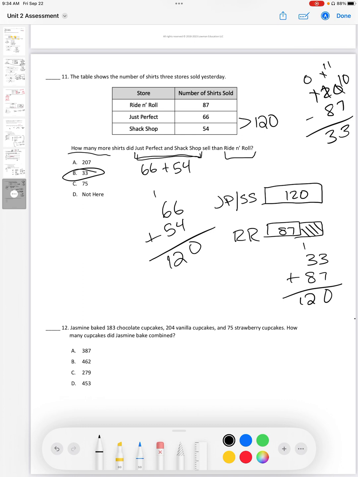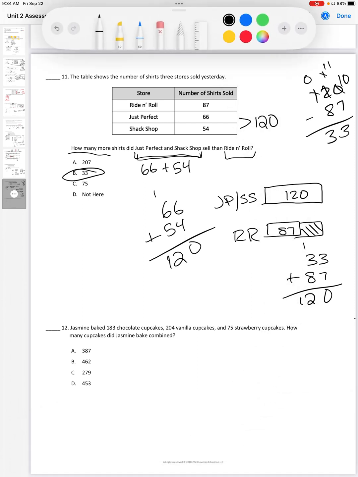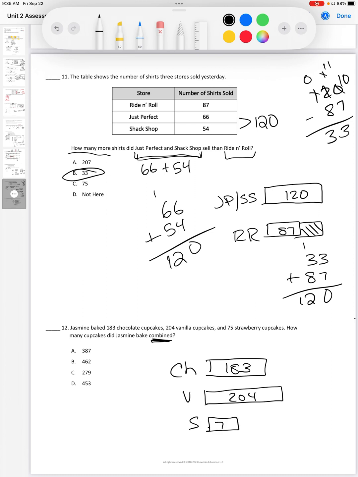Now, problem 12 says, let's move this thing up. Jasmine baked 183 chocolate cupcakes, 204 vanilla cupcakes, and 75 strawberry cupcakes. How many cupcakes did she bake combined? Well, combined means put together. Let me draw a quick model. The chocolate cupcakes, there were 183. For vanilla, we had 204. And for strawberry, we had 75. We want to combine those, put them together.